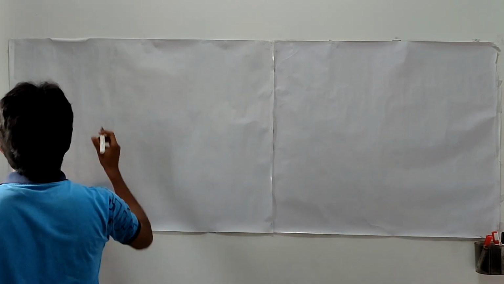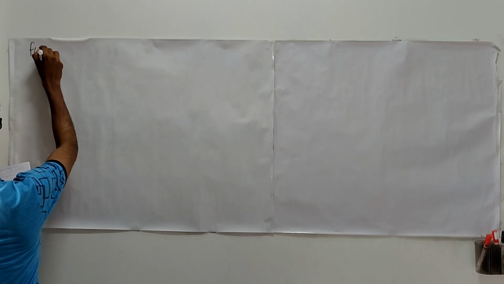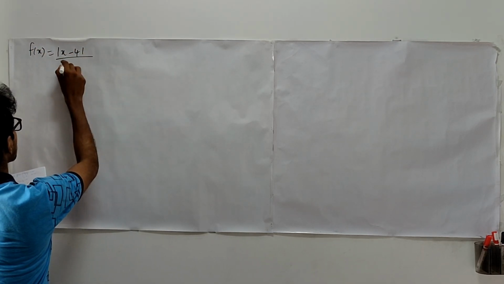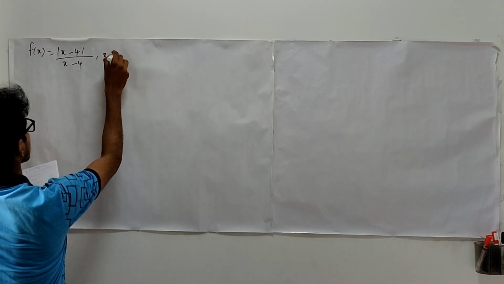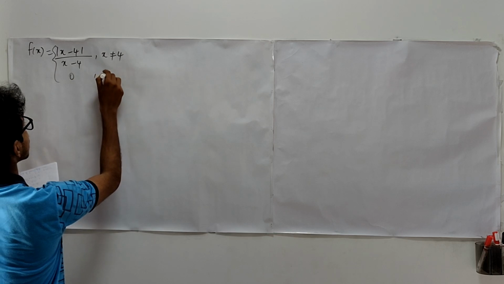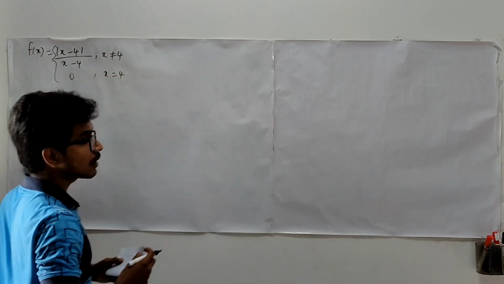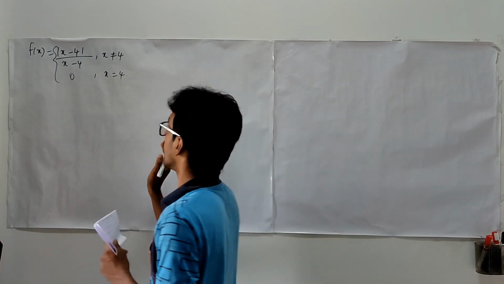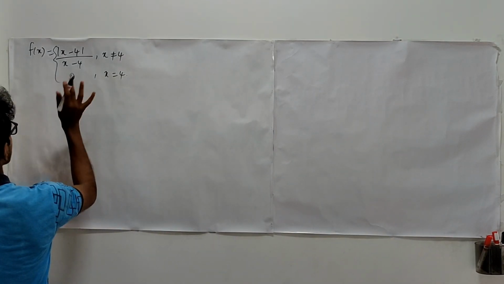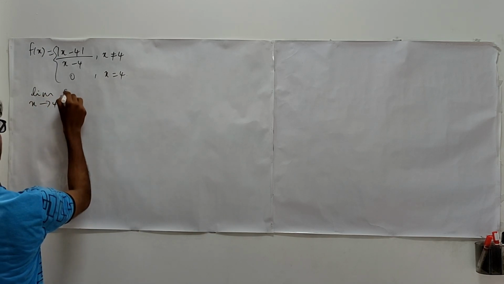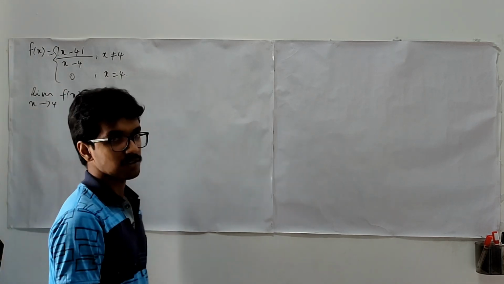First, the problem that we are going to consider is that f of x is absolute of x minus 4 upon x minus 4 for the case when x not equals 4, and 0 when x equals 4. Now, we are going to check whether this function admits a limit at x is 4 or not. We have to check limit x approaches 4 f of x. This is what we are going to check.